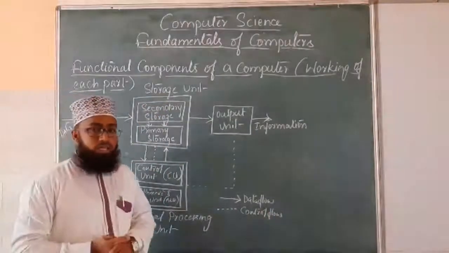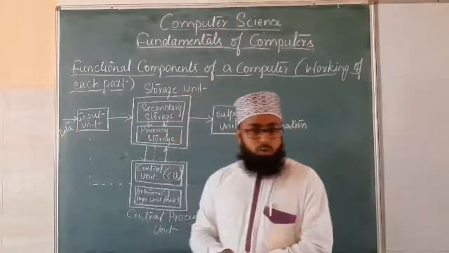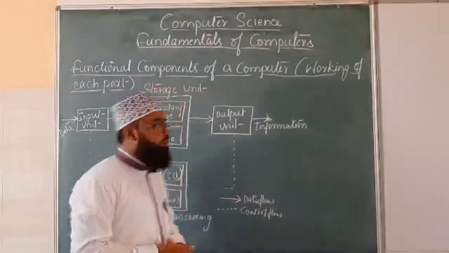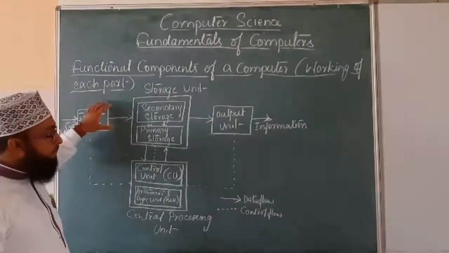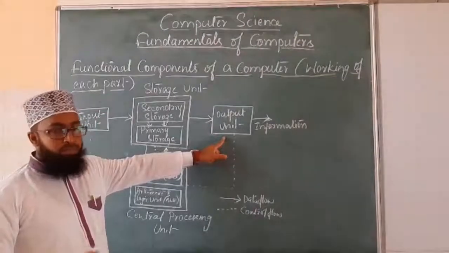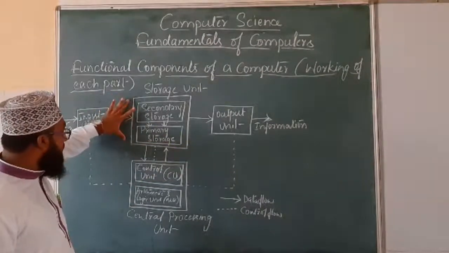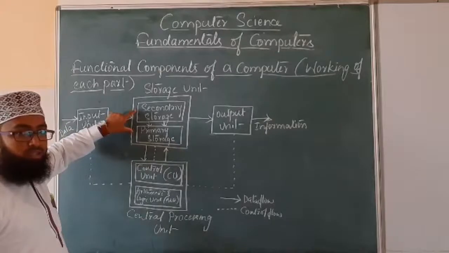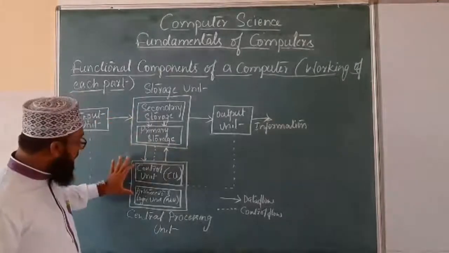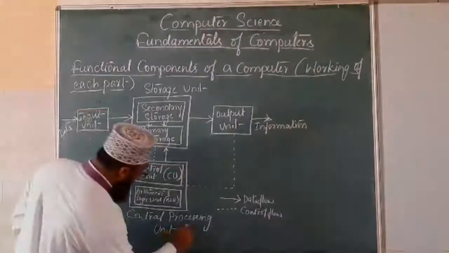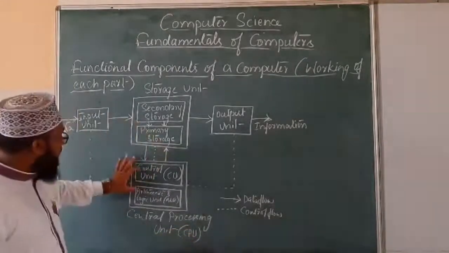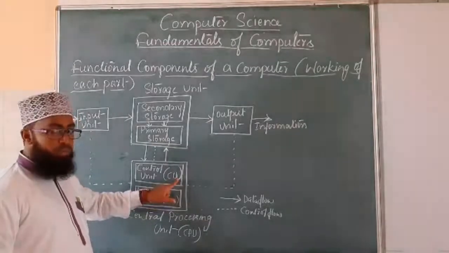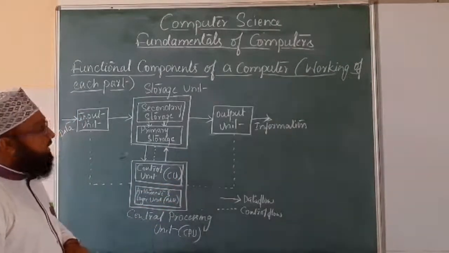When you get a question to explain the functional components of a computer, you need to write this diagram. This is called the block diagram of the computer. It includes an input unit and an output unit. Later I will explain these things. Then one is the storage unit, another is the central processing unit. The storage unit includes two types of storage: secondary storage and primary storage. The central processing unit, that is CPU, includes two things: one is the control unit, also called CU, and the other is the arithmetic and logic unit, also called ALU.